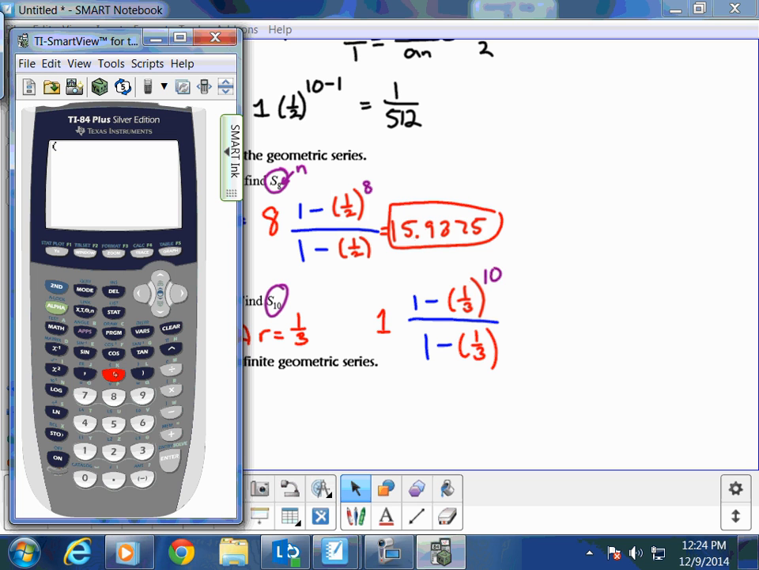I'm not going to put the 1 because in this case, it's not necessary. 1 times whatever the number is, the same number back. 1 divided by 3 raised to the power of 10. Oops, I don't want to end the parentheses there. I want to end it here. Okay, good. I'll finish this up during my conference.